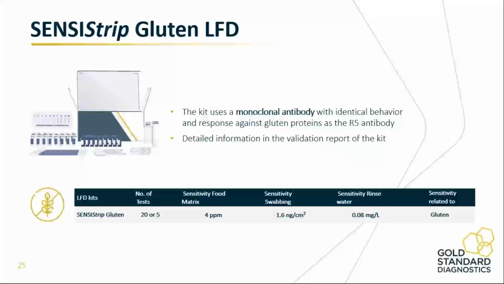But if we focus on the gluten one, the gluten LFD kit includes a monoclonal antibody which has an identical behavior to the R5 antibody for the gluten proteins. Of course, there's a complete validation that you can check in our documents. But right now, the kit's sensitivity for food matrix is 4 ppm. So you can see it's quite low compared with the 20 ppm required by the Codex, and it also has a very low LOD, or very high sensitivity, for swabbing and wastewater samples.